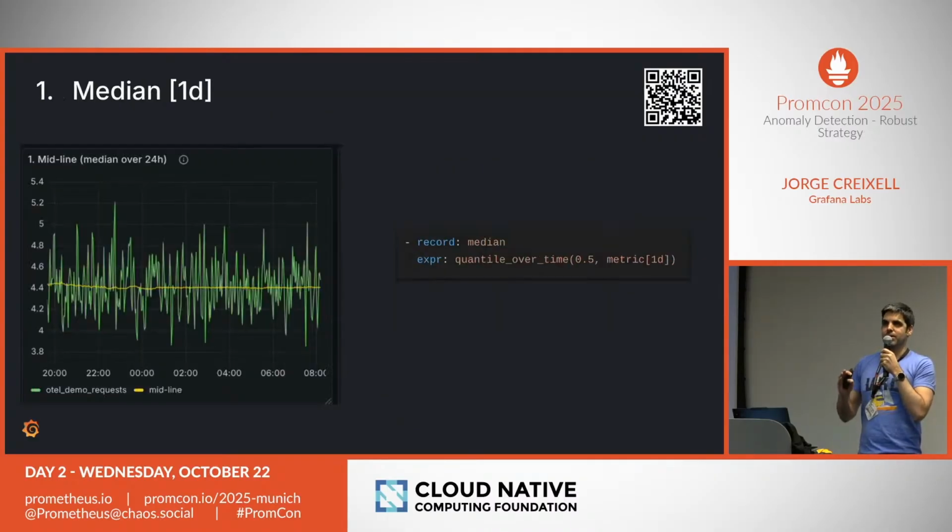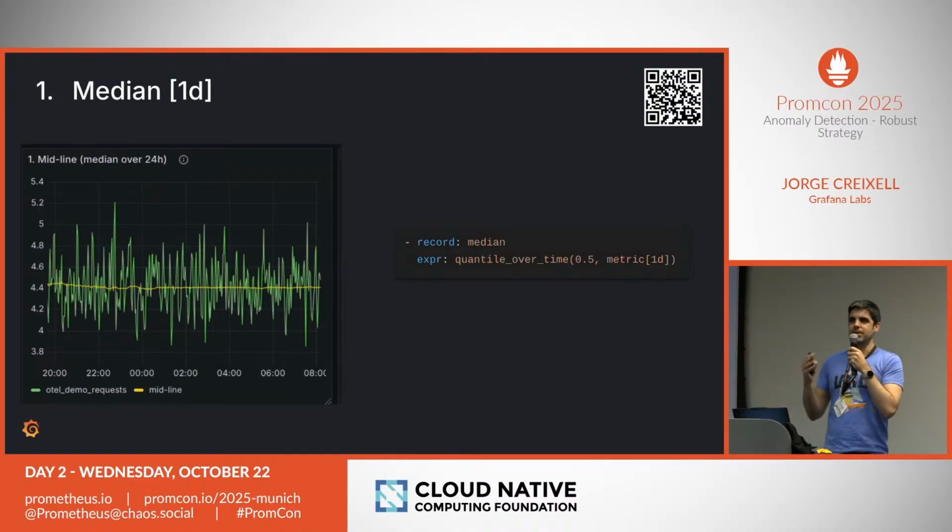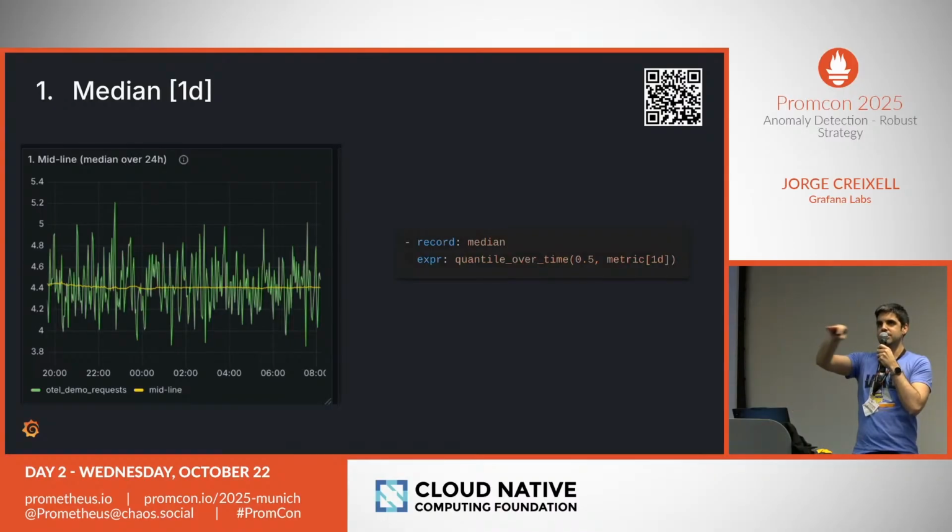So first of all, we need to calculate the median, which is going to be the middle point for your bands. And we can do this by looking at a time window of 1 day and taking the median. And we choose the median here because it's a robust function, right? So it will be less affected by outliers. So once we do that, we draw this line. This is the middle line for our bands.